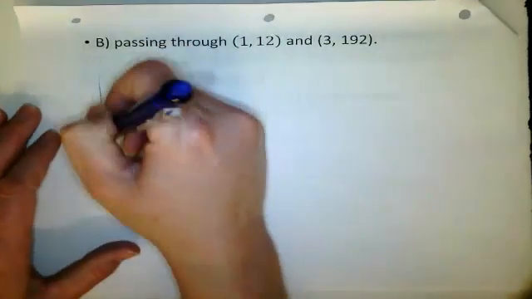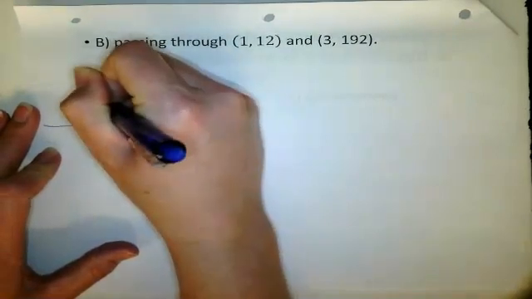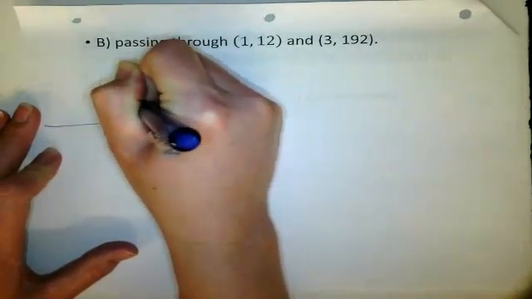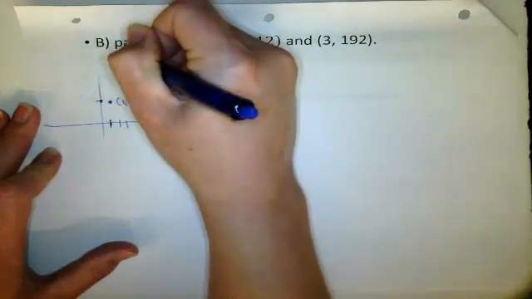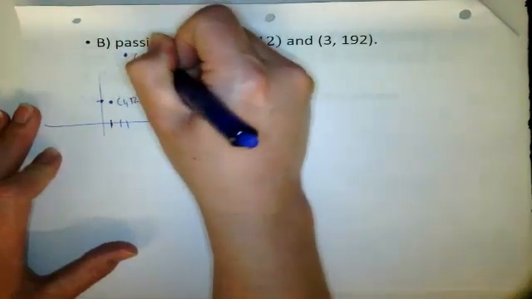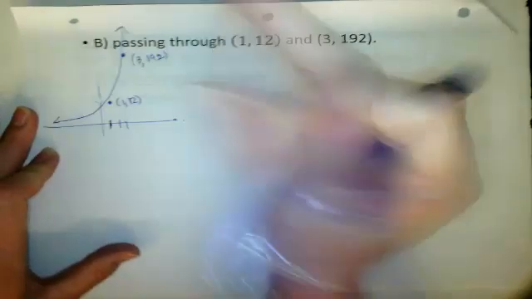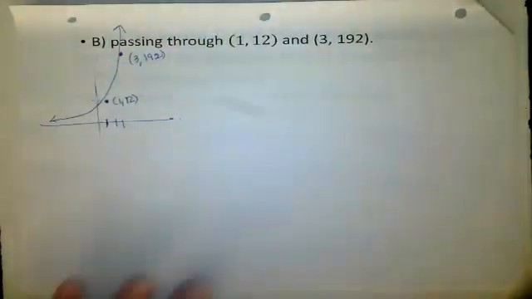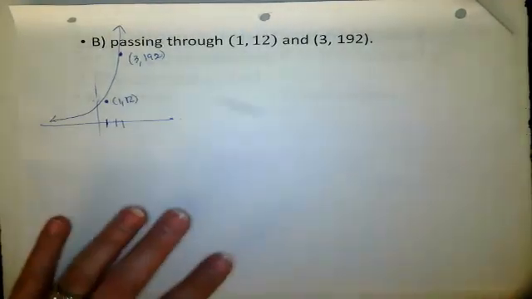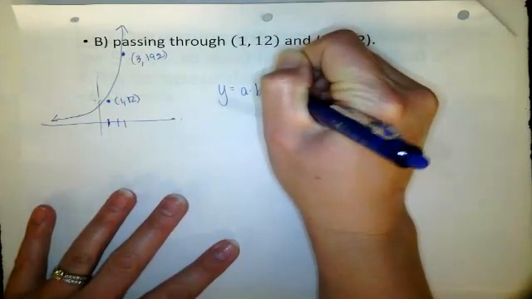So if you can imagine, I like to graph things. 112, if I were to pretend that was here, well then 3,192 is super high. So this is a very steep growing function. That space is 12 and that's 300 or 192. Not quite to scale there. Okay, so same idea. We have a model, y equals a times b to the x.